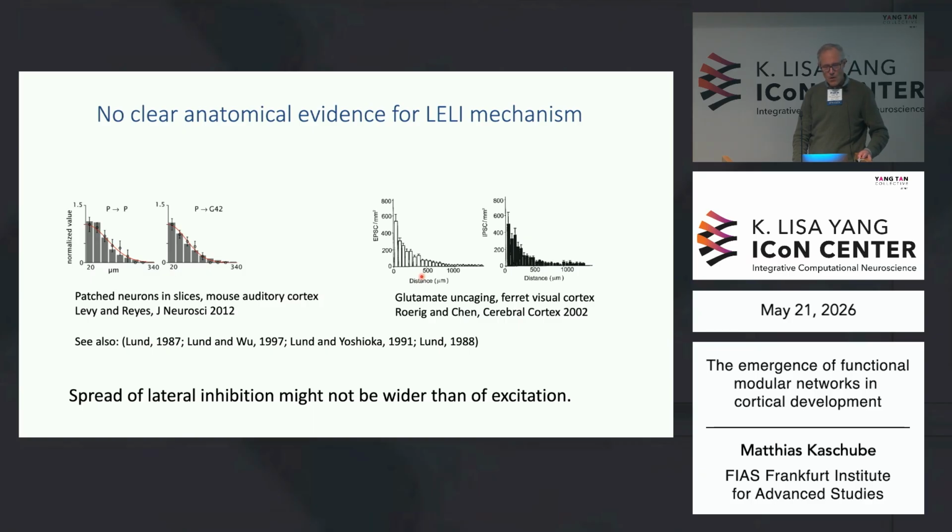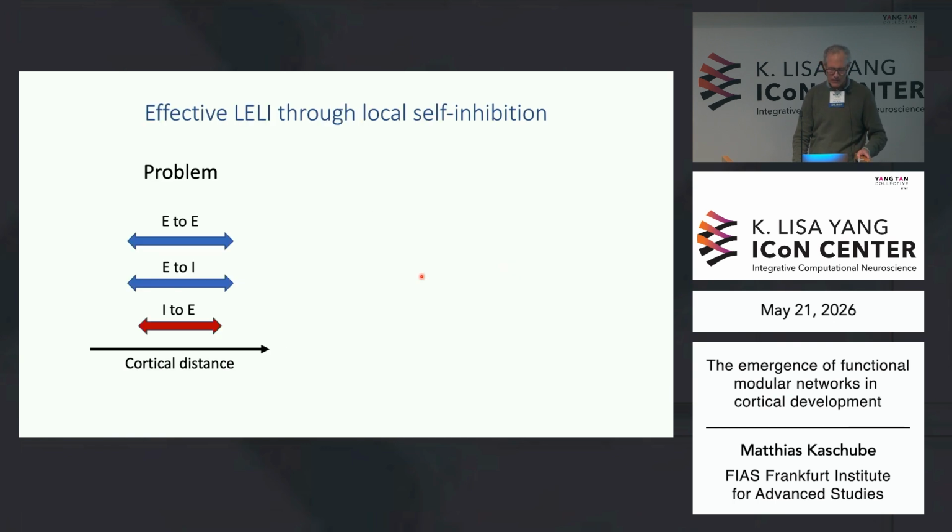What we can do at the moment is ask, in terms of a model, do we actually need an anatomical Mexican hat? Or is there a way that we could get an effective Mexican hat without actually having a real anatomical Mexican hat? This is something I want to propose here today in this talk. On the left-hand side is what would be not having an anatomical Mexican hat, right? I to E is more short range than E to E.